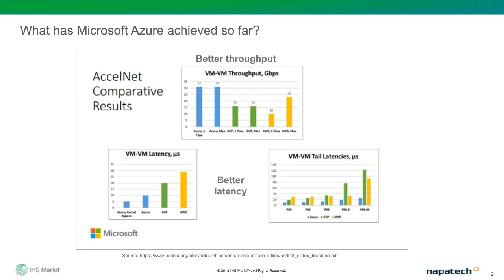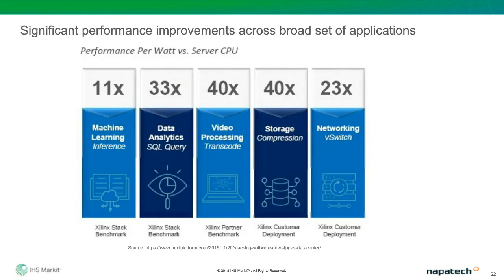And if you combine that feedback with some figures here from Xilinx, who is the largest FPGA vendor in the world, you can see that FPGAs provide not just a little bit of better performance, but magnitudes different in performance for different types of applications, like machine learning inference, 11 times better performance compared to server CPUs, 33 times better for data analytics, SQL queries, video processing, storage compression, virtual switching. So there's definitely a whole range of applications here which are benefiting from offloading to FPGAs.